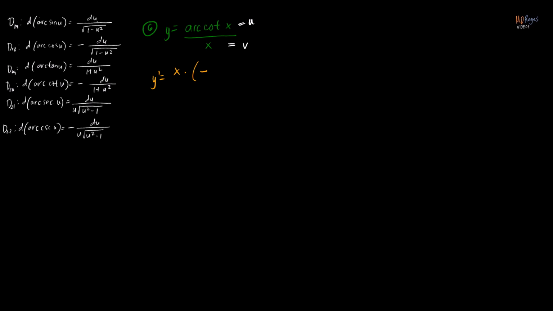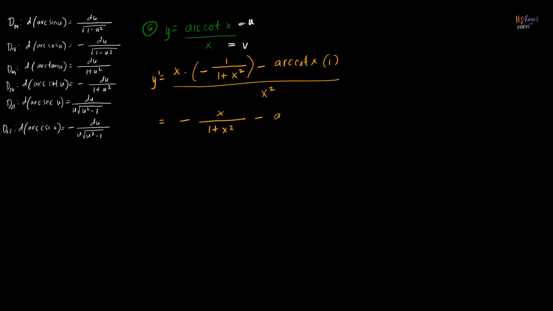x, so the derivative of u with respect to x is 1 over 1 plus u squared, where u here is x, squared. All right, minus the numerator arc cotangent of x times the derivative of v with respect to x, which is 1, all over x squared. Okay, so we'll simplify. We'll get negative x over 1 plus x squared minus arc cotangent of x, all over x squared.